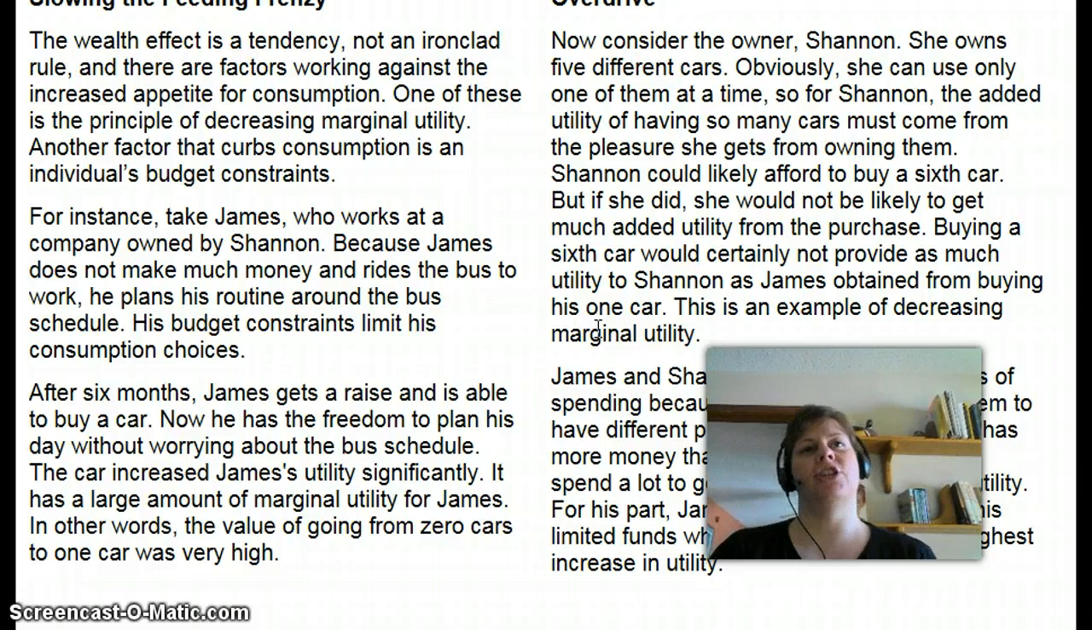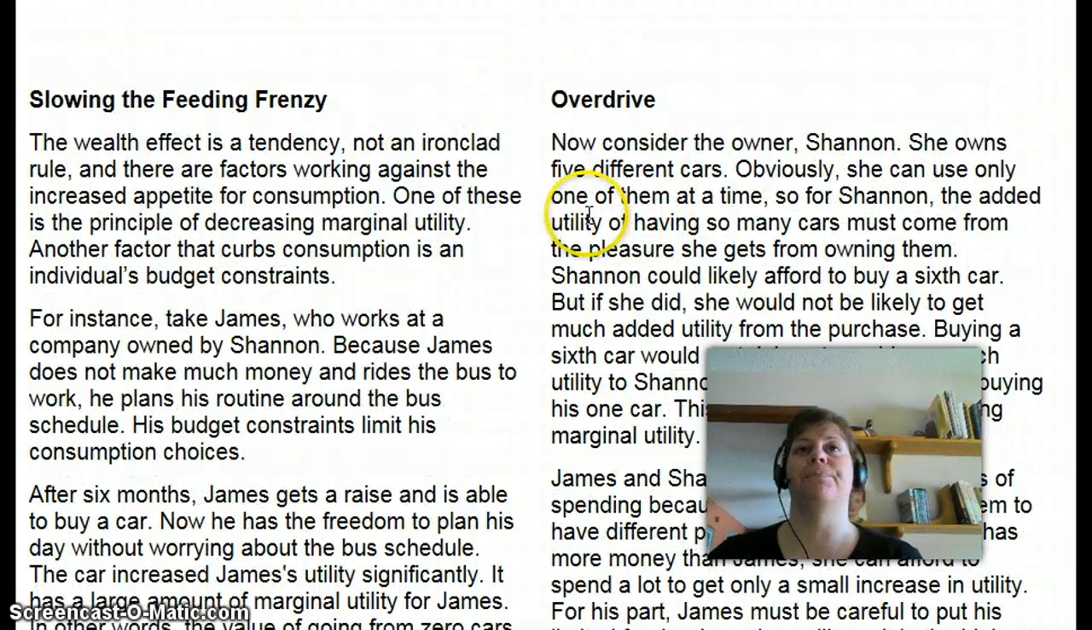For instance, take James, who works at a company owned by Shannon. Because James does not make much money and rides the bus to work, he plans his routine around the bus schedule. His budget constraints limit his consumption choices. After 6 months, James gets a raise and is able to buy a car. Now he has the freedom to plan his day without worrying about the bus schedule. The car increased James' utility significantly. It has a large amount of marginal utility for James. In other words, the value of going from 0 cars to 1 car was very high.